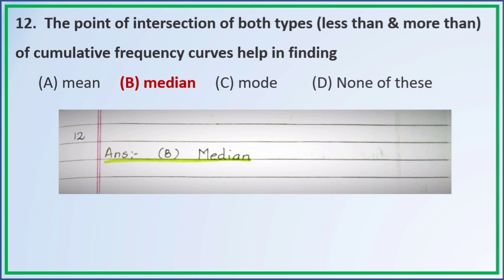The point of intersection of the less than type and more than type ogive of cumulative frequency curves. Ogive is nothing but cumulative frequency curves, helps in finding... The correct answer is option B, median. The intersection of the less than type ogive and more than type ogive gives the value of median.